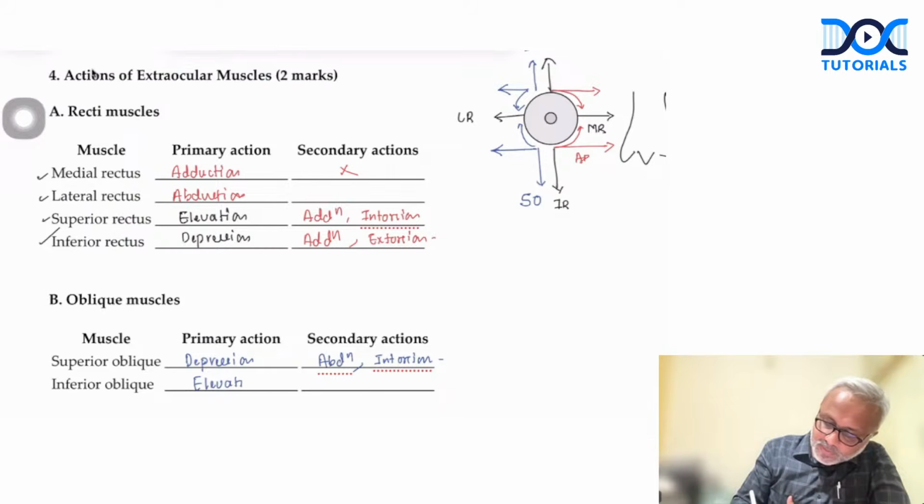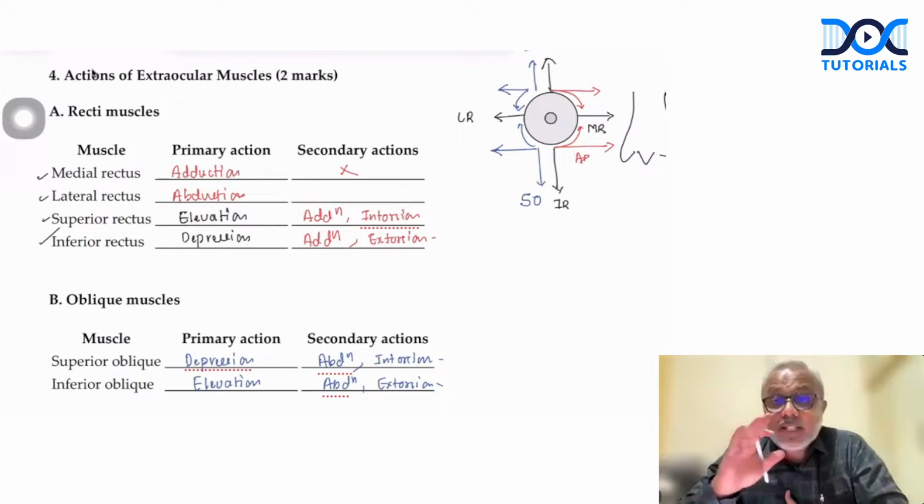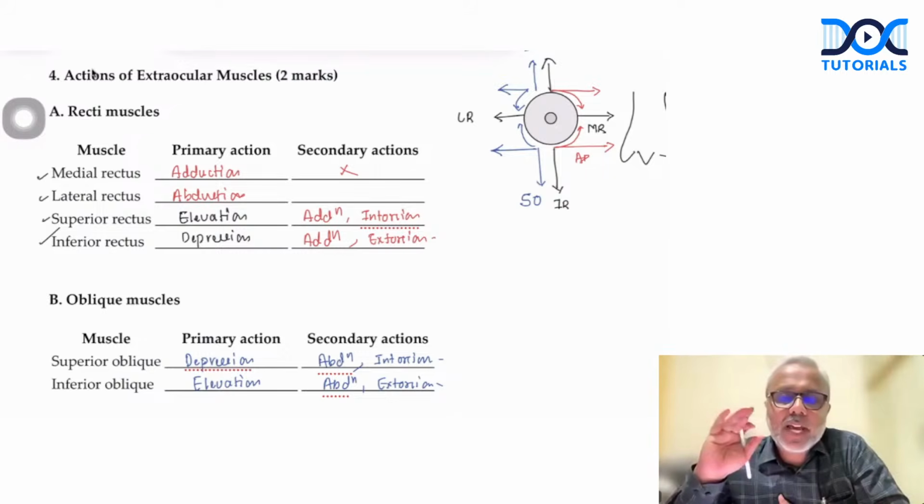Elevation, here it is abduction, and it is extorsion. Are we clear? This is what we call Starling's diagram. If you learn how to draw this diagram, you have mastered the actions of the extraocular muscles.